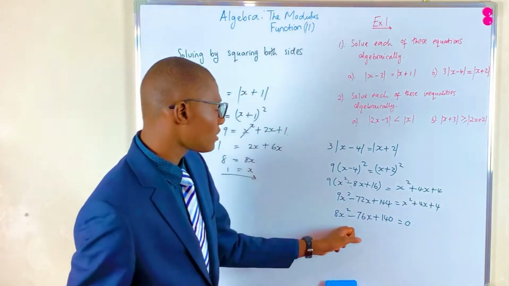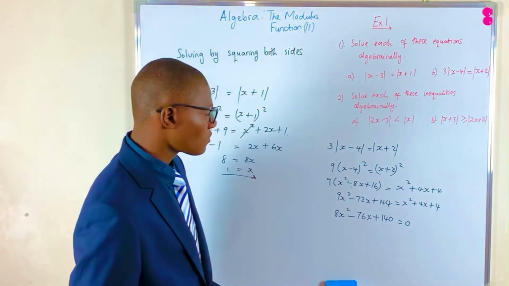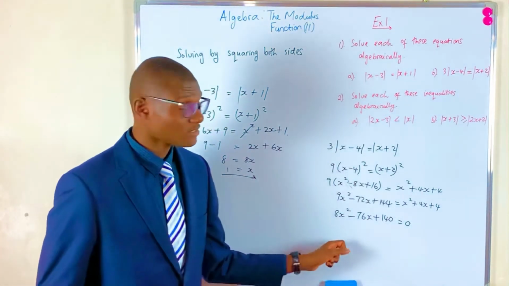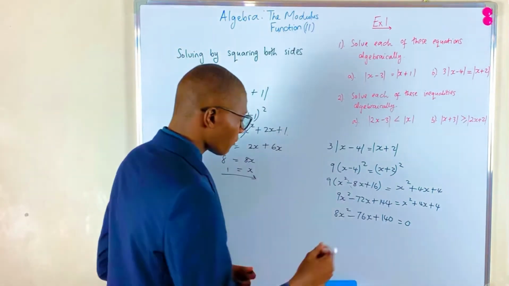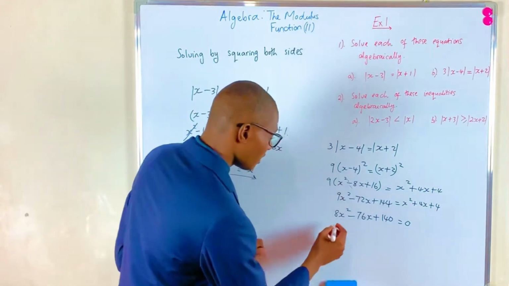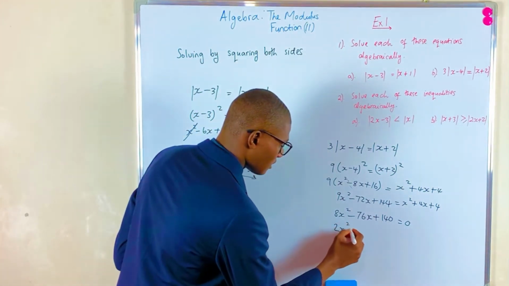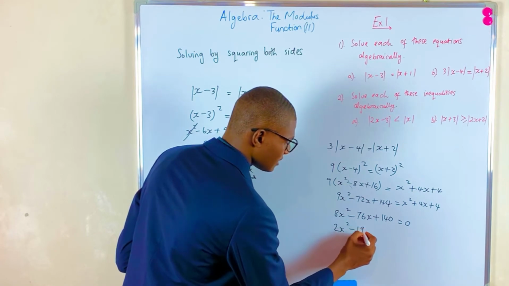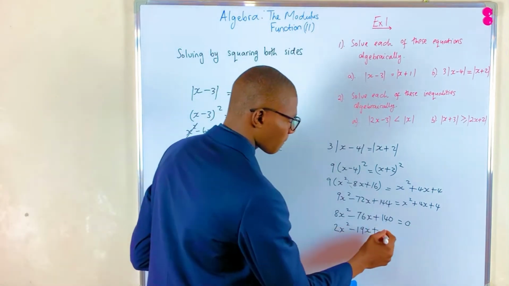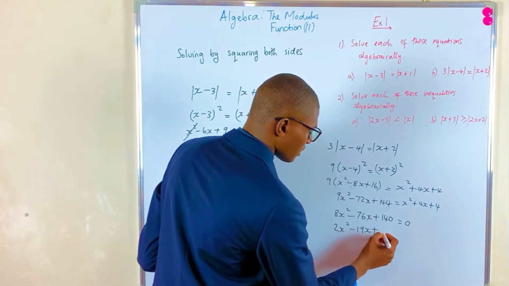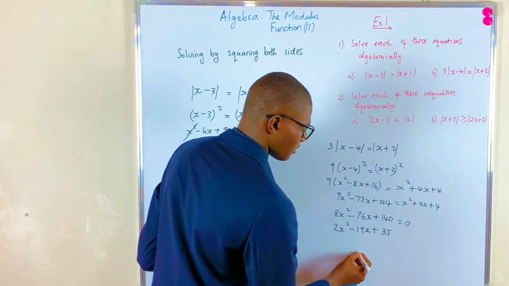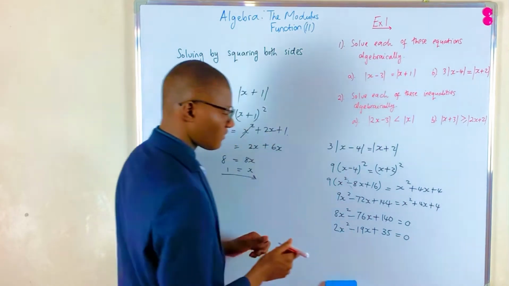Right, and then now let's see what we can factor out here. Of course, we can factor out a 4. If we factor out a 4, that we're going to divide both sides with, we still get a 0 this side. We'll get 2x squared minus 19x, then plus 35 to give us a 0 there.